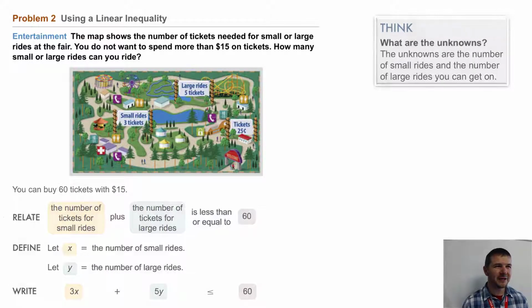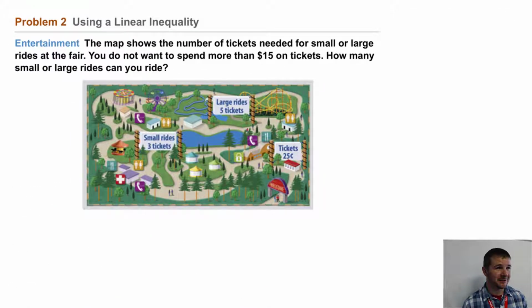Problem 2, using a linear inequality. Entertainment. The map shows the number of tickets needed for small or large rides at the fair. You do not want to spend more than $15 on tickets. How many small or large rides can you ride?